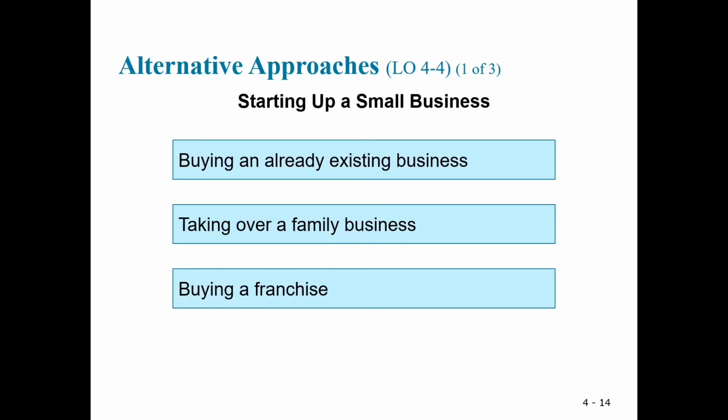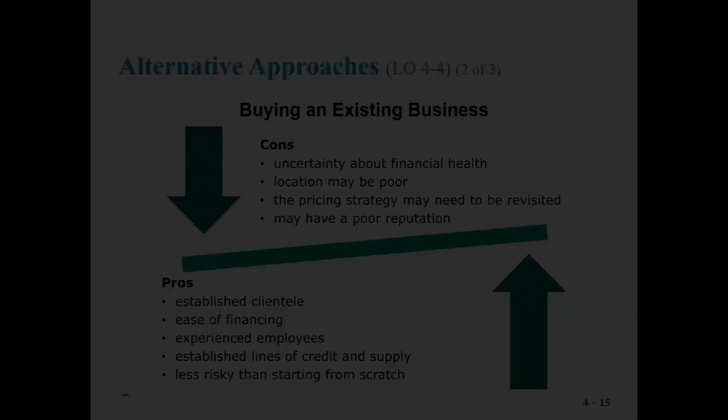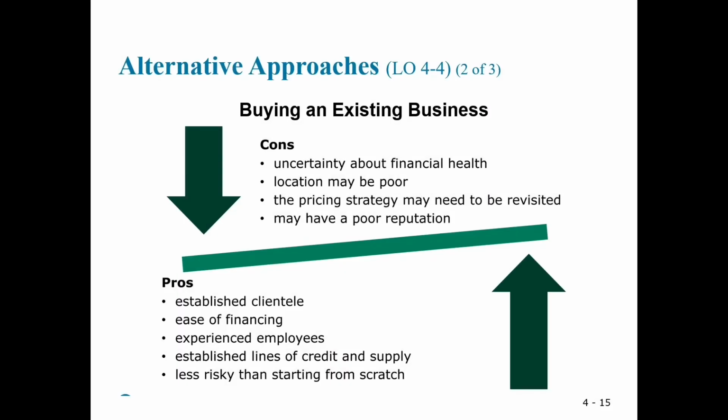Starting up a small business. 3 options are available when starting a small business: starting from scratch, buying an existing business, or buying a franchise. A. Buying an existing business. Higher success rate than businesses started from scratch.